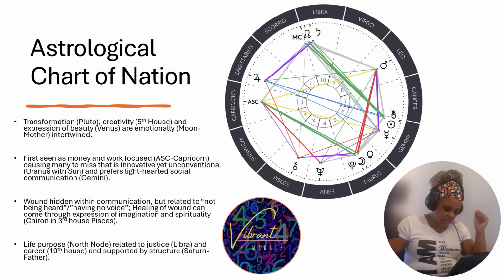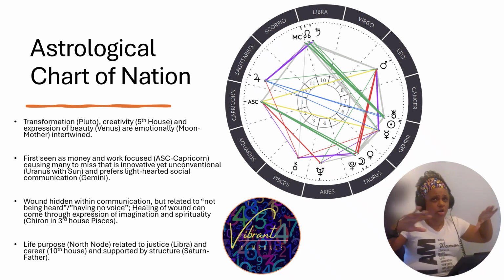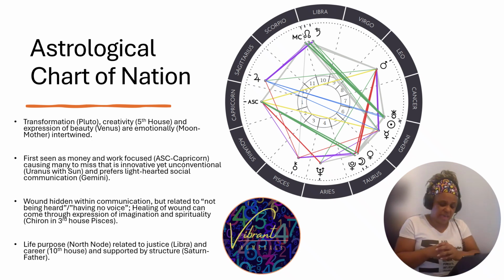So extremely innovative, yet unconventional, because that's that Uranus energy with the sun, and really prefers to be in a lighthearted social communication kind of thing, and in smaller chunks, in this sixth house of daily routine, but also of being in service. So on the surface, the initial image is that this African American nation is very focused on money and work. But that's also where some of the negative stigmas and stereotypes can come in, because you're thinking that you are really hitting on the identity of the person, but you're really only on that surface level.